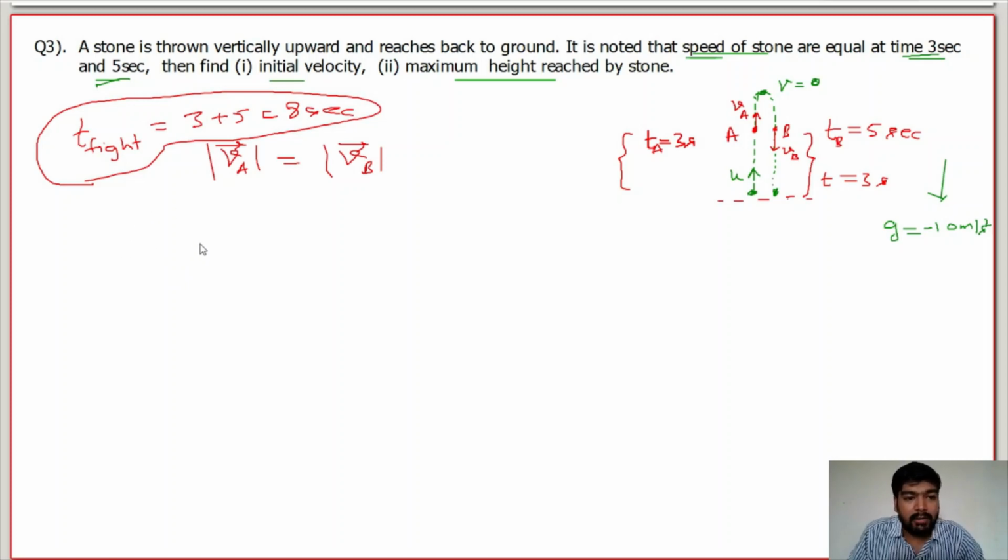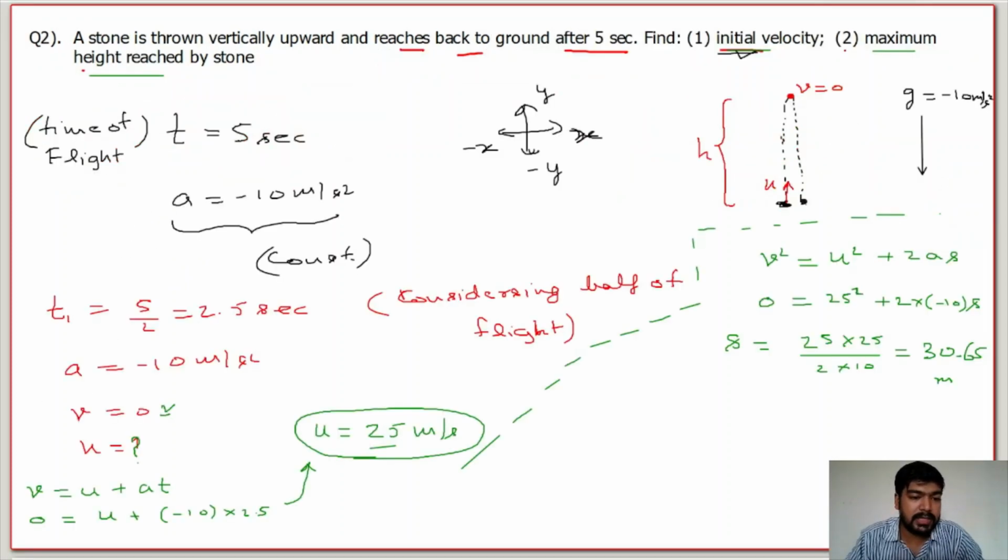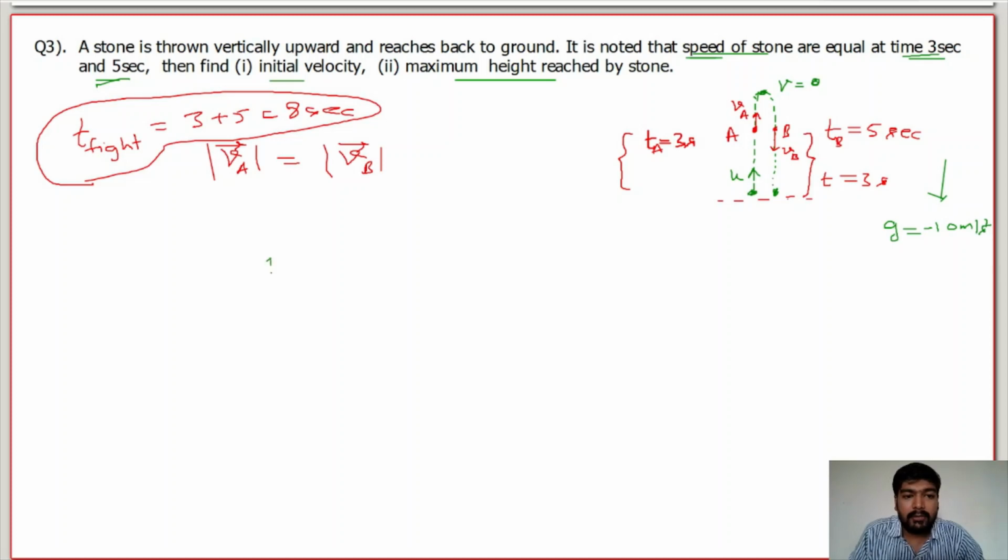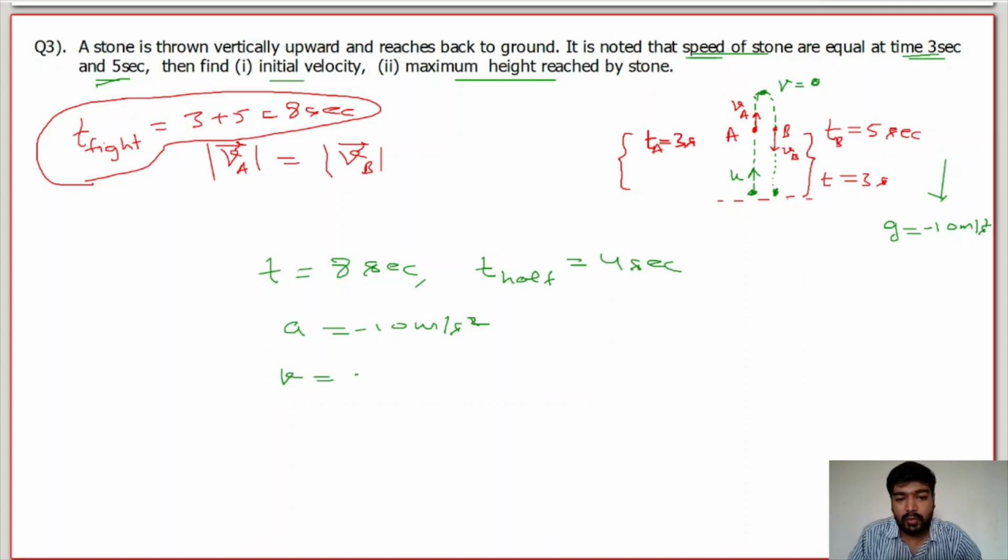Okay, so the time of flight is the same as in this question. I will do it faster. Here the time is 8, so half the time of flight becomes 4 seconds. And I know acceleration is minus 10 meter per second square, and the final velocity, because I consider only the half travel, is 0. I have to find the initial velocity.